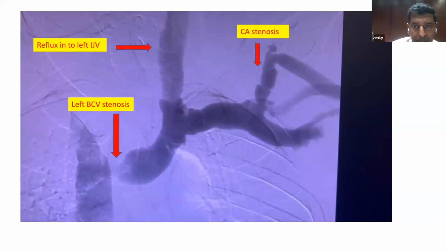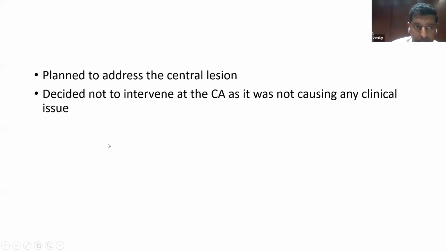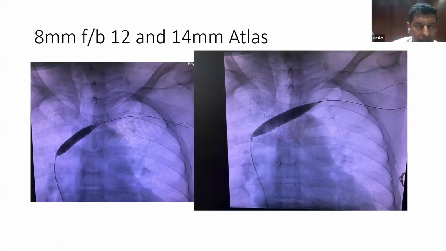As his bleeding time was normal, and there were no other clinical features to make the cephalic arch stenosis significant, we thought probably the reflux of blood into the internal jugular was the reason for his headache, and consequently we decided to manage the central lesion alone to start with. Also, the cephalic vein stenosis was roughly around 40%, which did not meet the angiographic criteria for intervention. So we do most of the central vein interventions via the femoral route, and we did the same.